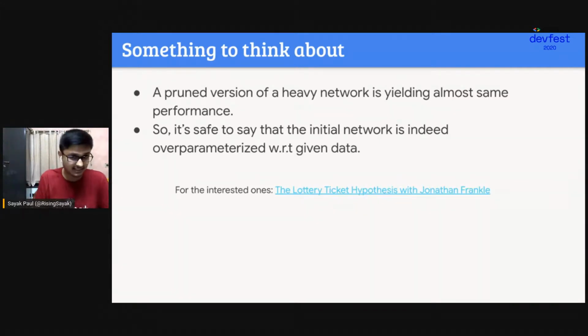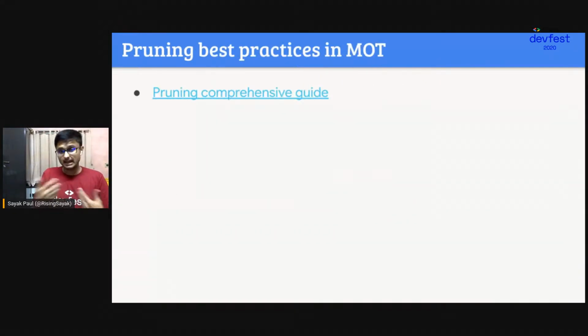And if you are interested enough, then definitely check out the work on the lottery ticket hypothesis by Jonathan Frankle. And there are some best practices in pruning, so definitely check this official guide by the TensorFlow Model Optimization Toolkit folks. This is an amazing one if you are willing to dig deeper into optimizing your model in the best possible ways in the pruning APIs.